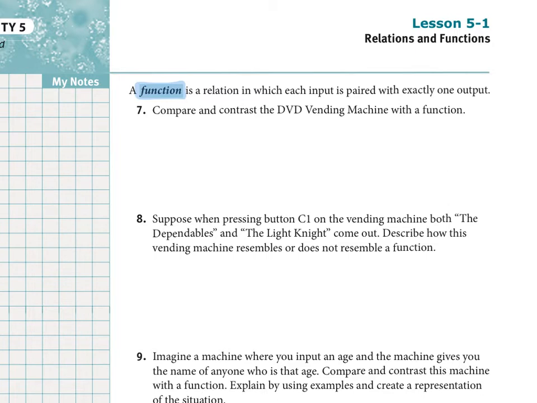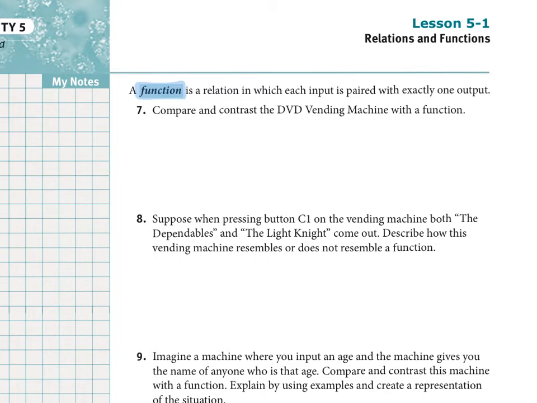Now, number 7 is going to have us refer back to the DVD vending machine problem. So it wants us to compare and contrast the DVD vending machine with the idea of a function. So I want you to say, do we think maybe some buttons in DVDs would be a function? Do we think some wouldn't? Go ahead and pause the video right here and see what you can come up with.